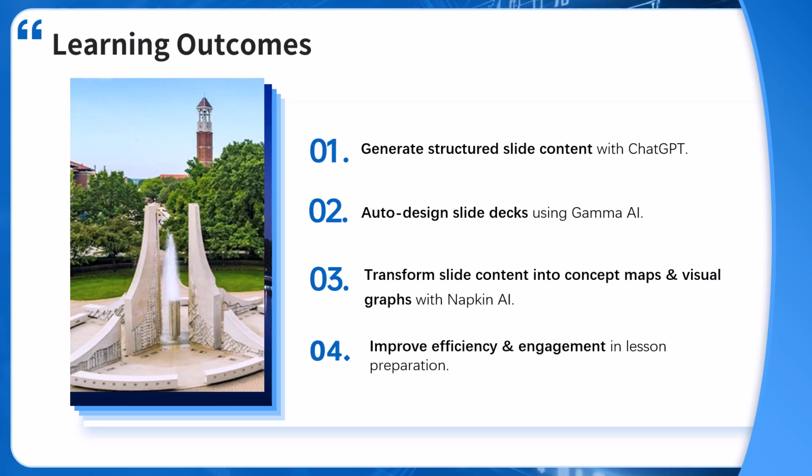Create slide decks with Gamma AI. You'll see how Gamma AI can take your written content and instantly turn it into visually polished slides, so you can focus on your message instead of slide design. Transform bullets into visuals. You'll practice turning dense or linear content into interactive visual maps and diagrams, a strategy that can help your students make better sense of abstract or layered concepts.